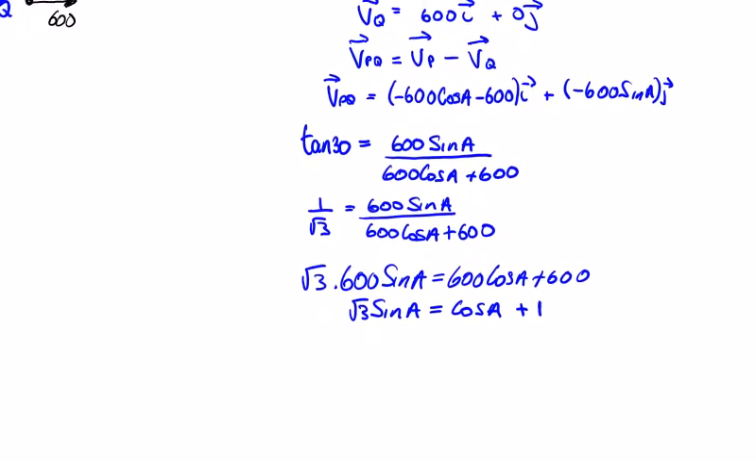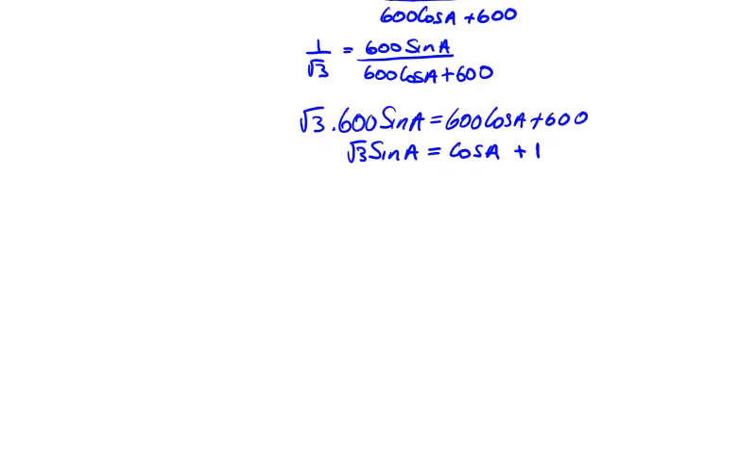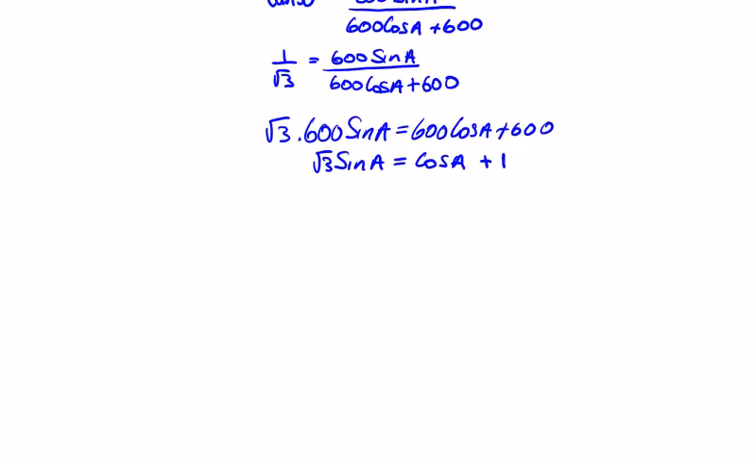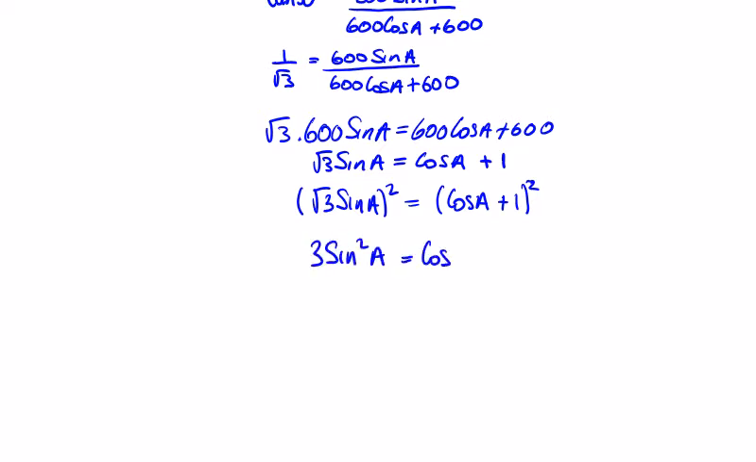I don't think there's any way to simplify this other than the replacement will work for cos squared A, sine squared A. If we square both sides, might help. Root 3 sine A, all squared, is equal to cos A plus 1, all squared. The cos squares and sine squares normally will help us. So this will give us 3 sine squared A is equal to cos squared A plus 2 cos A plus 1. And look, I can definitely replace this sine squared with 1 minus cos squared. Let's just write that down.